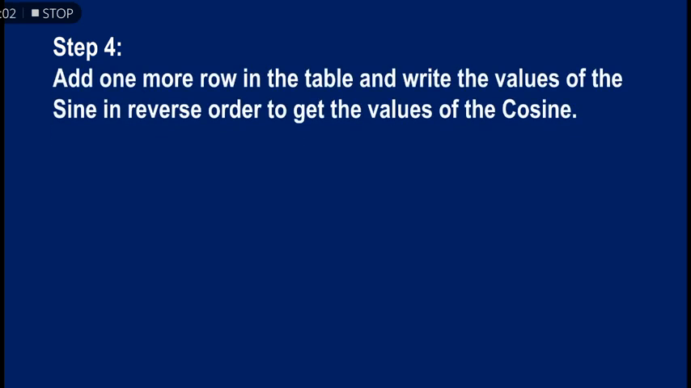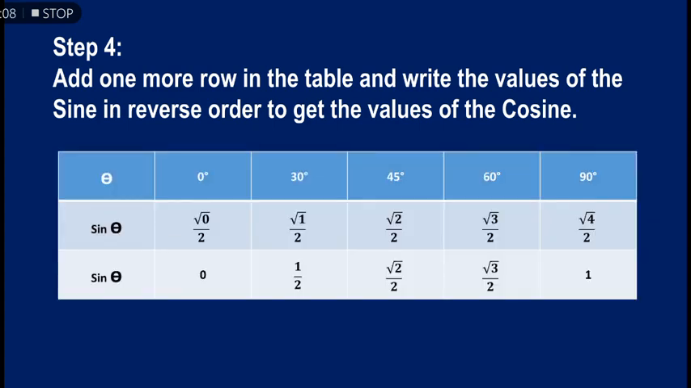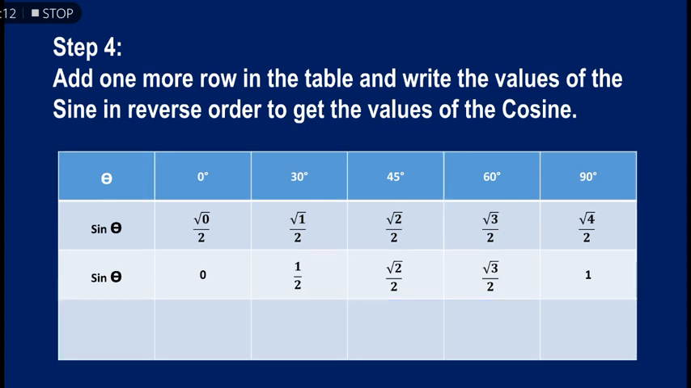Add one more row in the table and write the values of sine in reverse order to get the values of cosine. Here is the table that we have made already. Add one more row, write cos of theta in the first cell, and then enlist the values of sine of 0 degree, 30 degrees, 45 degrees, 60 degrees and 90 degrees in reverse order in the last row.